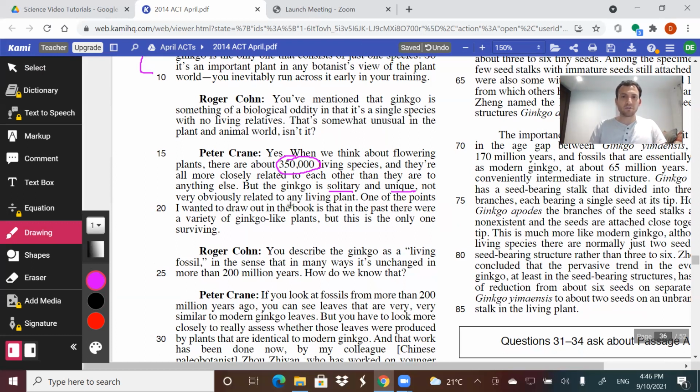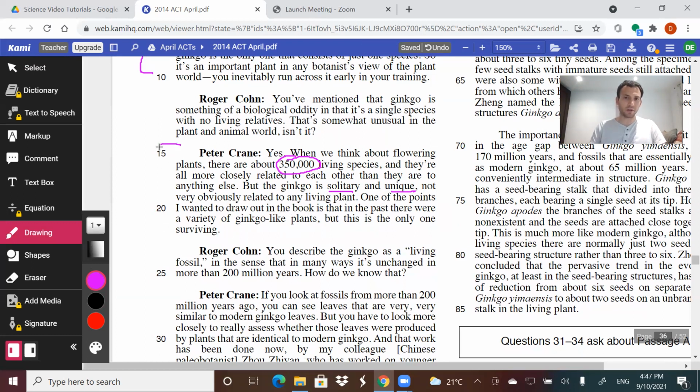Not very obviously related to any living plant. One of the points I wanted to draw out in this book, he's referring to his 2013 book, which is passage B, we have an excerpt from, is that in the past, there were a variety of ginkgo-like plants, but this is the only one surviving.